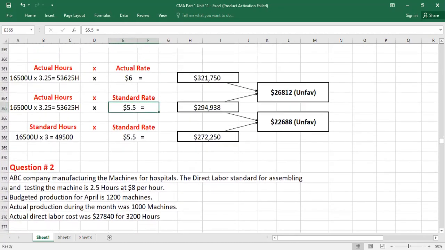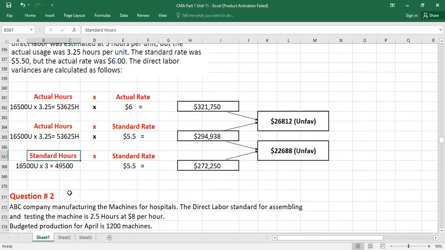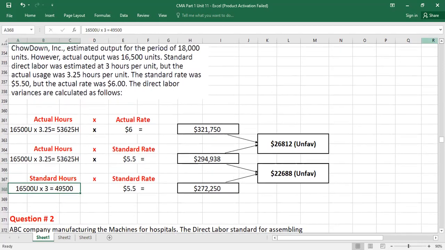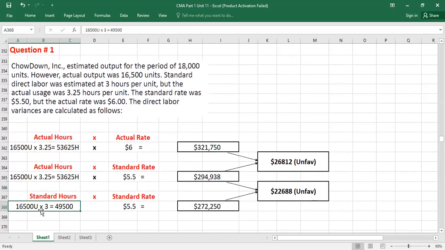We need to calculate the standard hours. How do you calculate standard hours? You always calculate for the actual level of output, which is 16,500 units, multiplied by the standard hours. The standard hours were 3 hours for each unit, as given here. So if you multiply actual output with the budgeted time, you get standard hours, which is 49,500 hours, and you multiply this with the standard rate, which is 5.5.